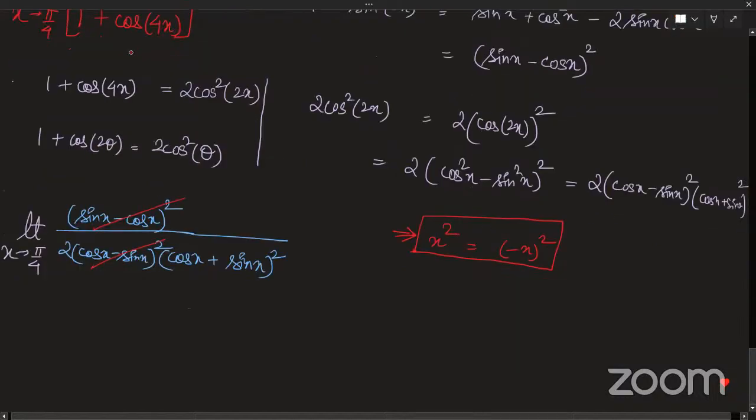So we are left with limit x tending to pi by 4, 1 by 2 cos x plus sin x whole square. Can you just evaluate this thing fast?